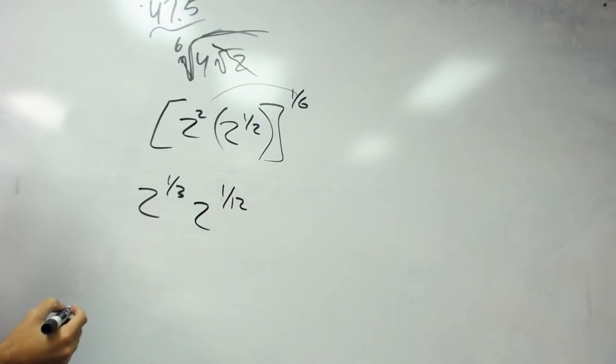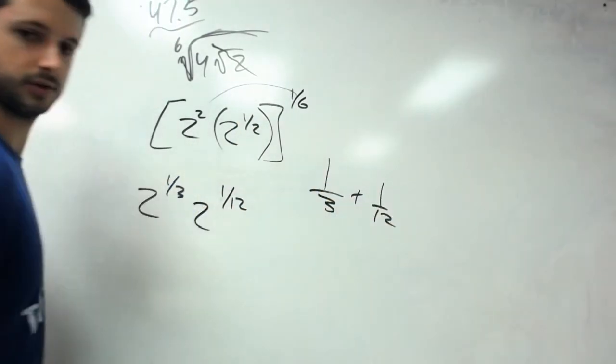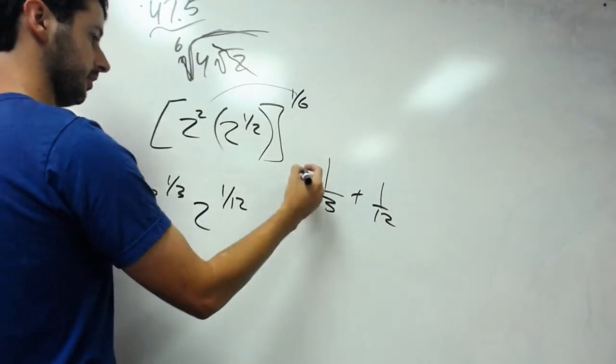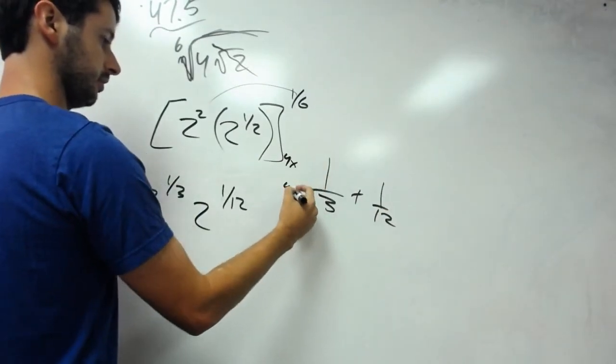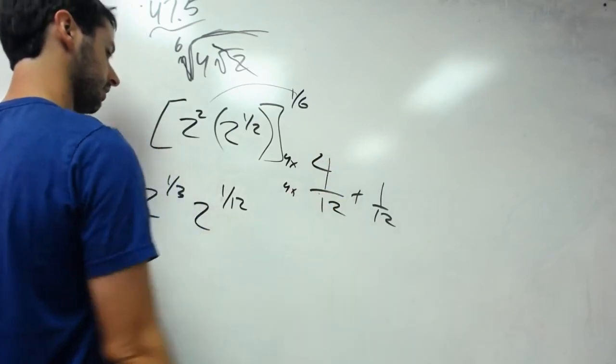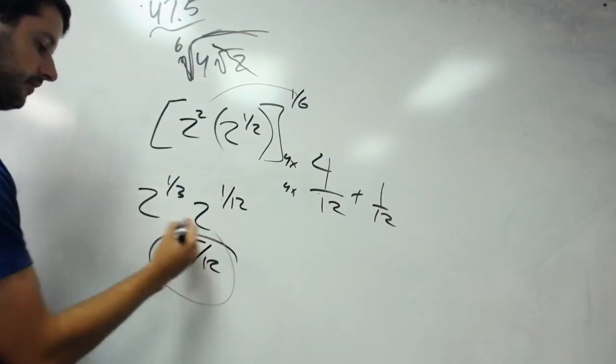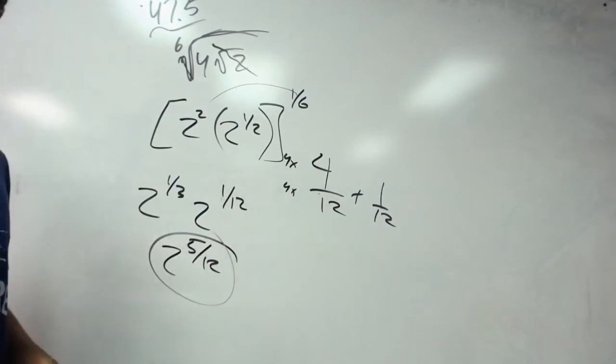And now we add those together. 1 over 3 plus 1 over 12. Got to multiply this by 4. And you get 4 over 12, therefore 2 to the 5/12 power. And that concludes lesson 47.